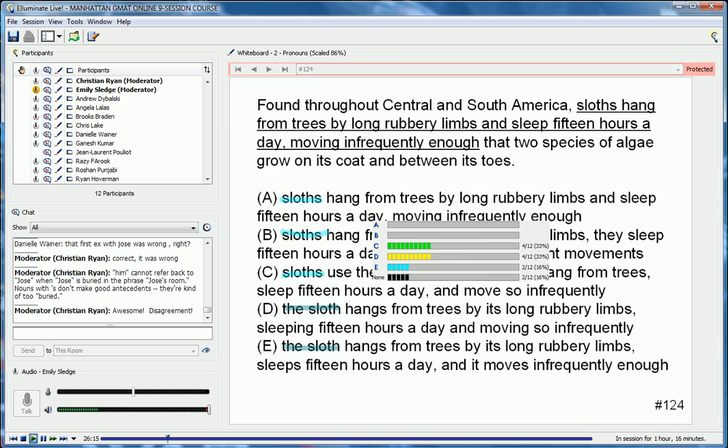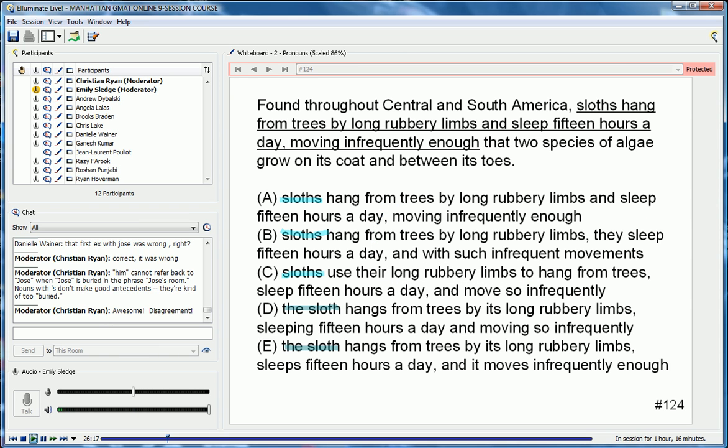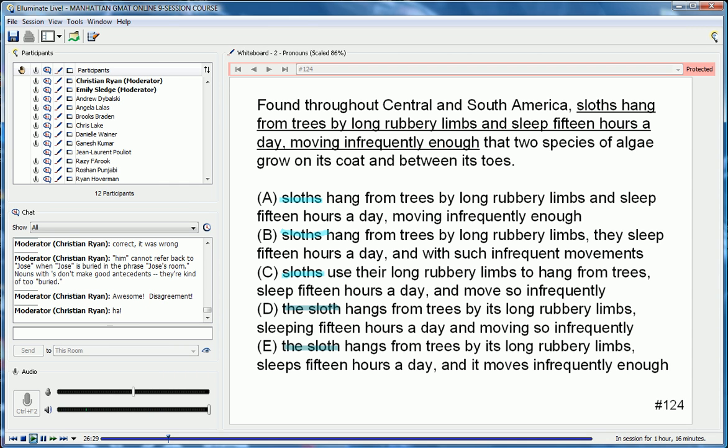Let me get a volunteer on this one. Why sloths? I'm going to volunteer you, Ryan. Ryan, why did you like plural? I picked C first off because of parallelism. It says use, sleep, and move. The original didn't have them in parallel. And then, let's see, I didn't pick D or E because I wasn't quite sure what the antecedent for its was.